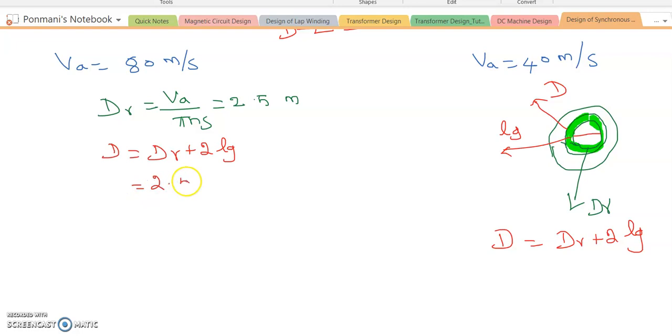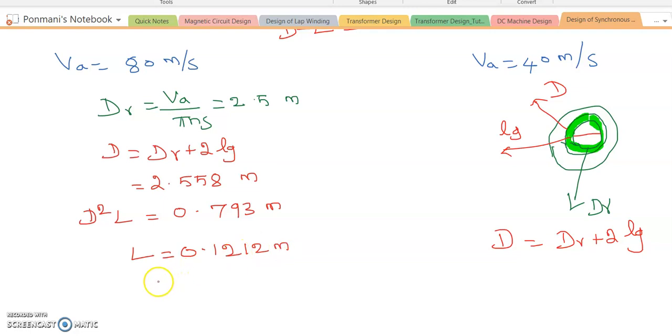So it is 2.558 meter for this value of 80 meters per second, so that we can calculate d square L. d square L we have already calculated, it is 0.793 meters. So from this we are calculating L by knowing this d value, and we will be getting 0.1212 meter.